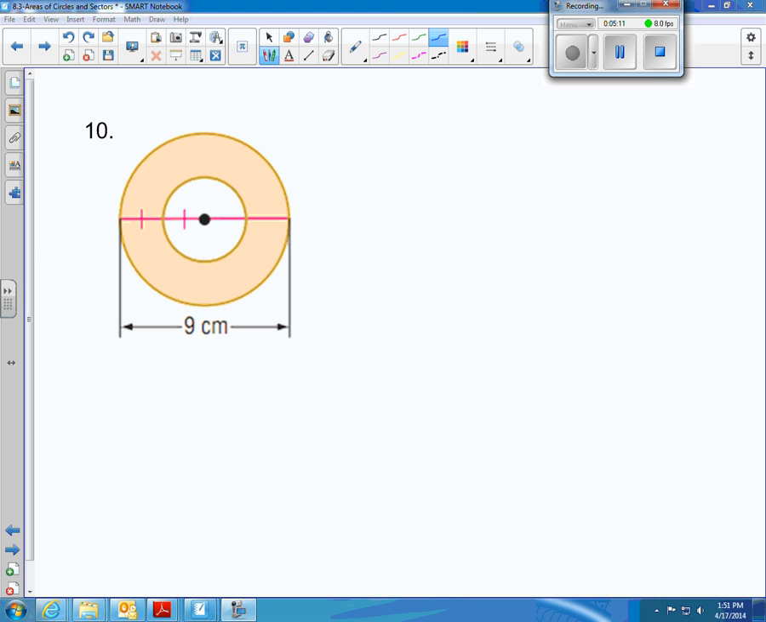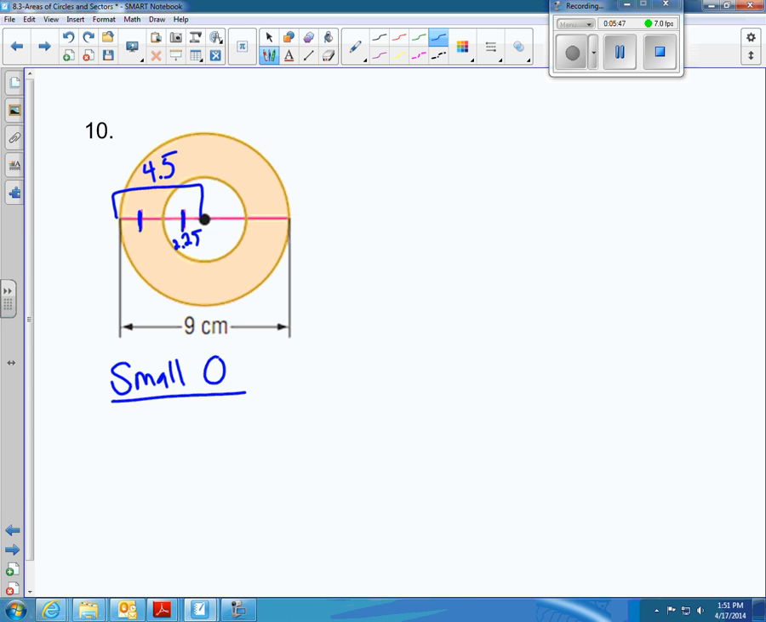Now for the small circle, we need to know the distance of our radius. I see these two congruent markings here and here, so I know that those two halves are equal. And those two halves are half of my 9. So this is 4.5, and half of 4.5 is what each of those are. So this one's going to be 2.25. Okay, so I know the radius of my small circle, and I can find the area of my small circle.